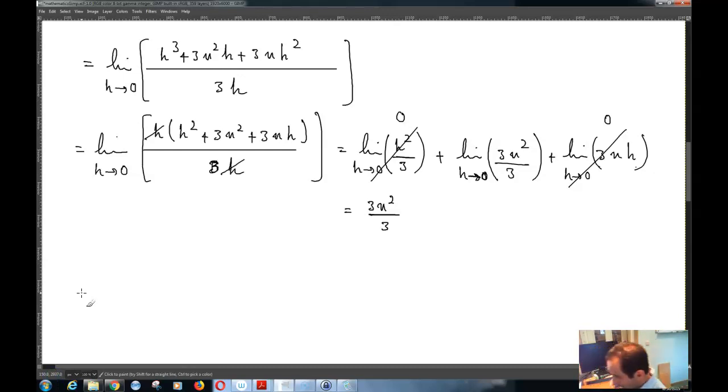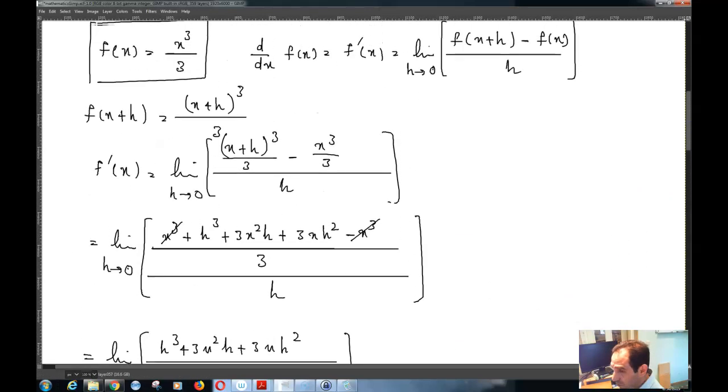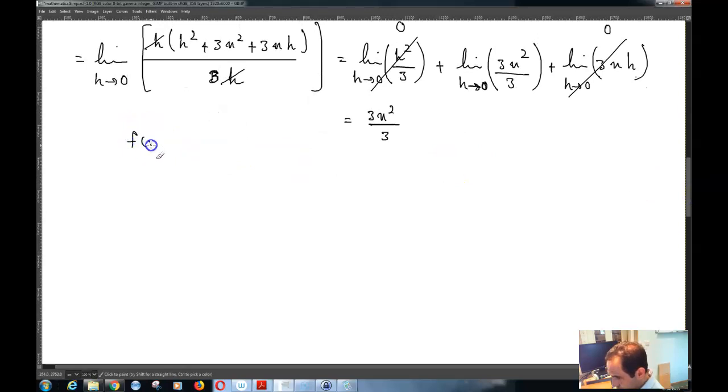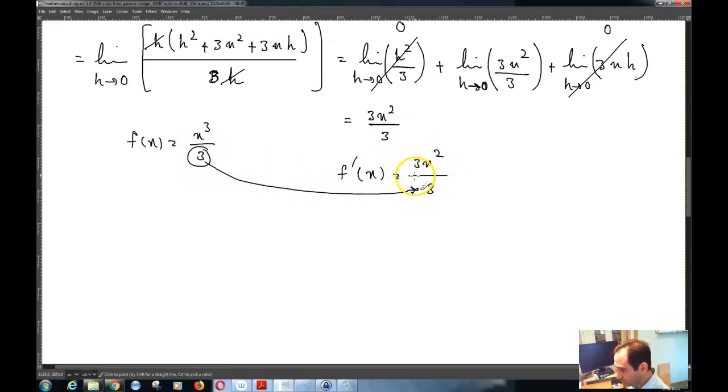So as you can see, the function that I started with was x cubed over 3. So if you have f of x equal to x cubed over 3, the f prime of x that I got was 3x squared over 3. So that is the derivative of x cubed, 3x squared, and your 3 you can write just as it is in the denominator, and that's the whole story. So that is basically that.